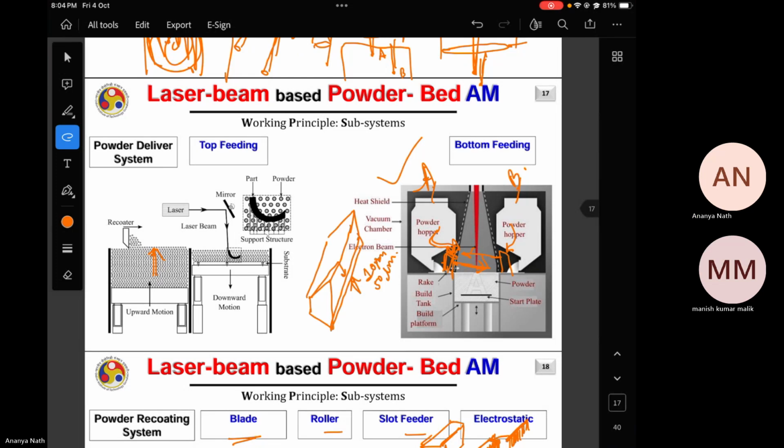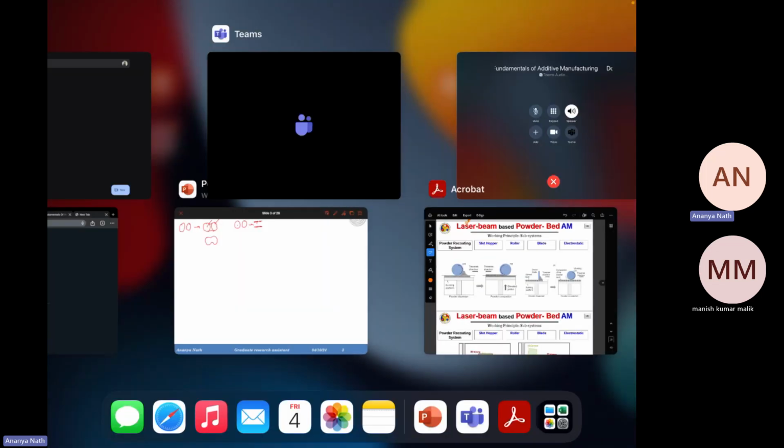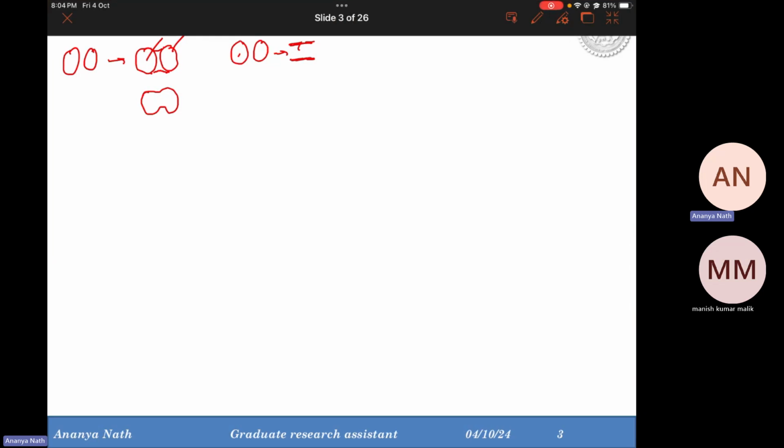Okay, so this much opening will be there from which the powder can come. So the powder is poured into the recoater from the top hopper, and then the powder will get released from the slot of the blade, which is placed below, and then your powder will be spread. So this is the third type, and the fourth type is the electrostatic recoater. What happens in the electrostatic recoater is sometimes your recoater will look like this.